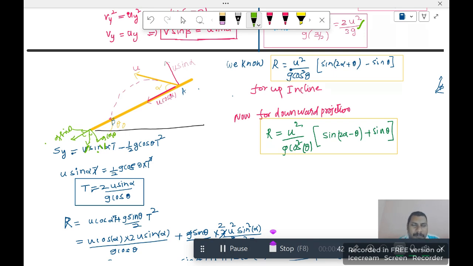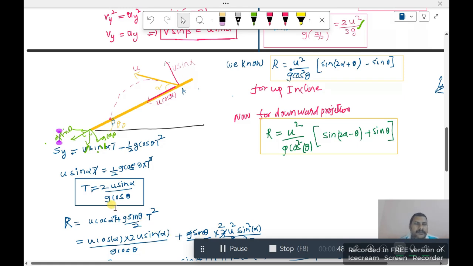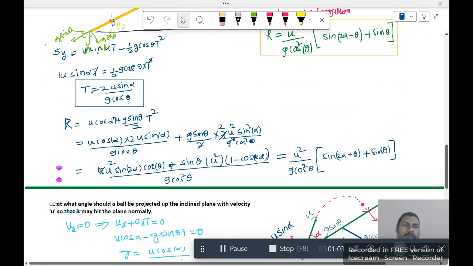The time taken is called the time of flight, which equals 2u sin alpha by g cos theta. Then the range: the distance traveled s is equal to u_x t plus half g t square. Here all are vectors, so u_x means u cos alpha times t, plus g sin theta by 2 into t square. I have taken the u cos alpha direction and g sin theta in the same direction. Now substitute the t value, 2u sin alpha by g cos theta, in this equation. Finally we will get the result.